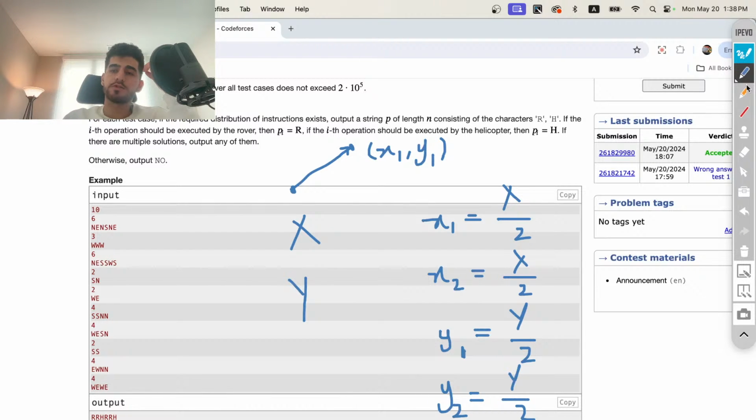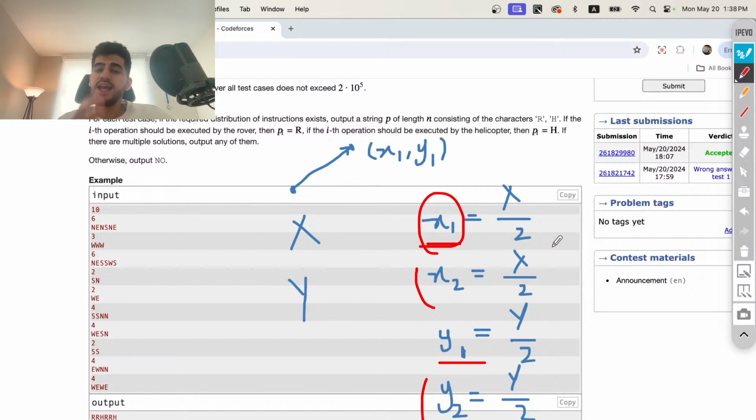If we only care about robot 1, device 1, and we try to move it to point x1 and y1, then the other robot, the other device, will definitely go to the same place. Why? Because I know that the sum of x1 plus x2 is capital X. So if x1 is X half, then x2 is also X half, because x1 plus x2 is equal to X. Also, I know that y1 plus y2 is equal to Y. So if y1 is equal to Y half, then definitely y2 is Y half as well.